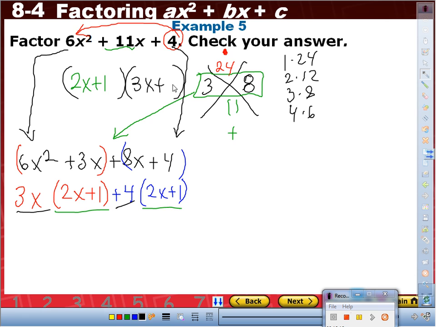3x plus 4. Since it didn't have a GCF, these are my factors. Copy that, please. I know. Copy that.